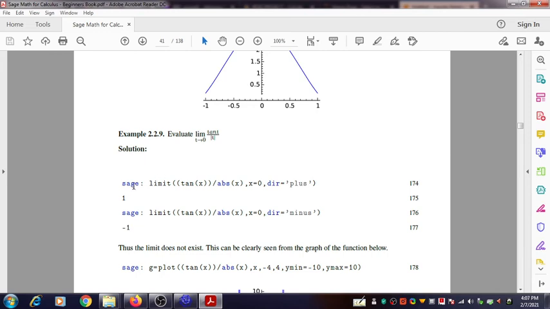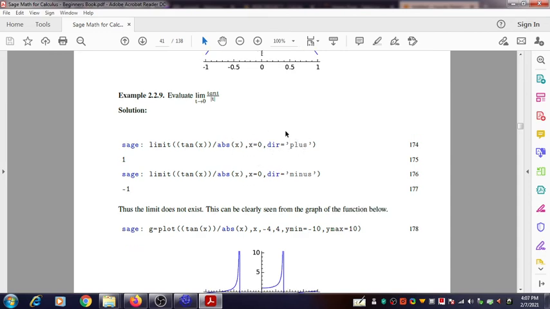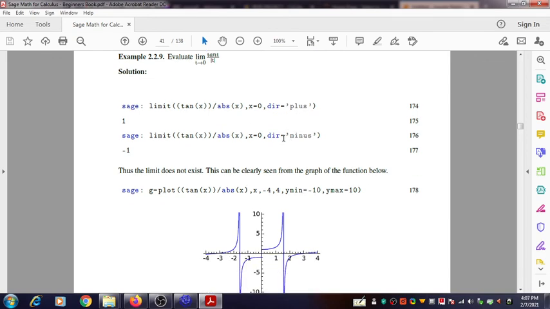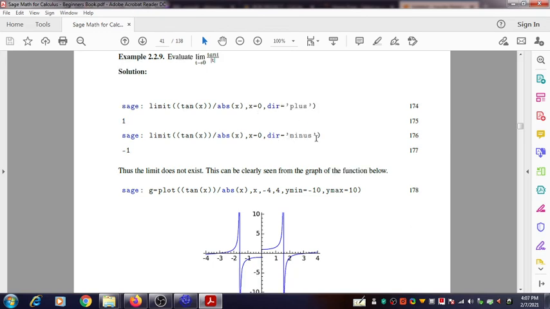You have to use the same variable. See, that command is written: limit, to find the limit of tan x divided by the absolute value of x, as x equals 0. Then direction: when direction plus is used, you will get the right hand side limit. When direction minus is used, you will get the left hand side limit.